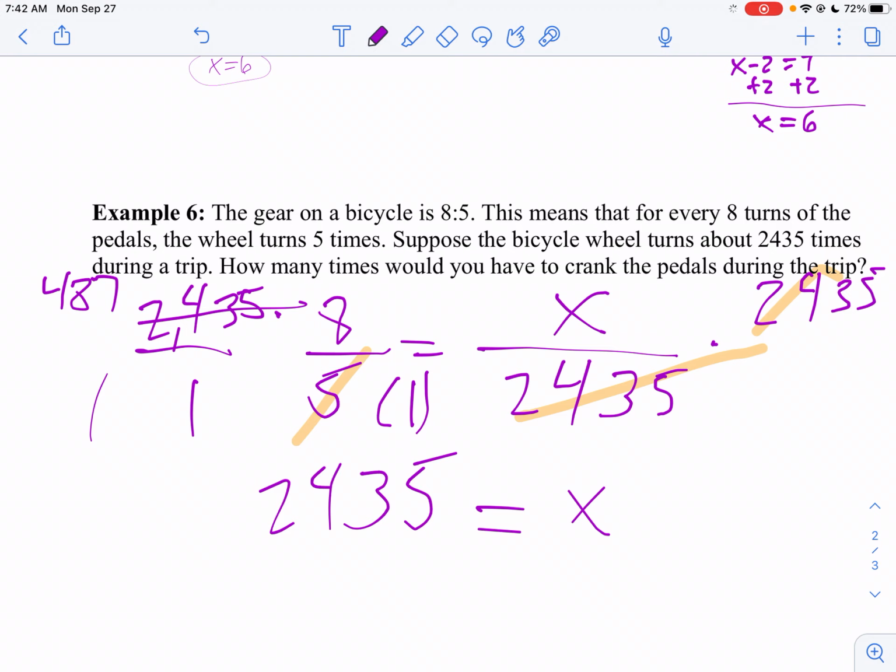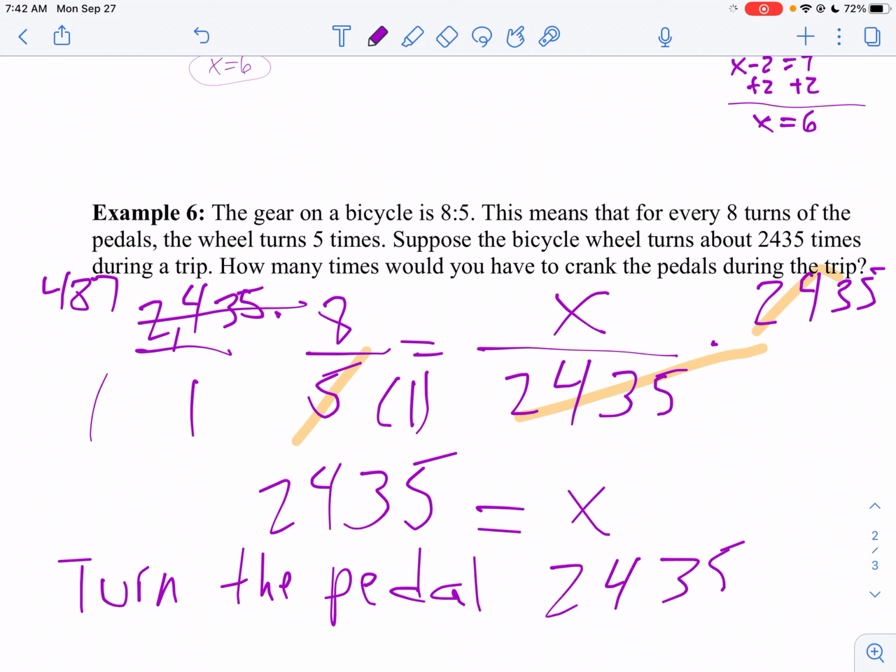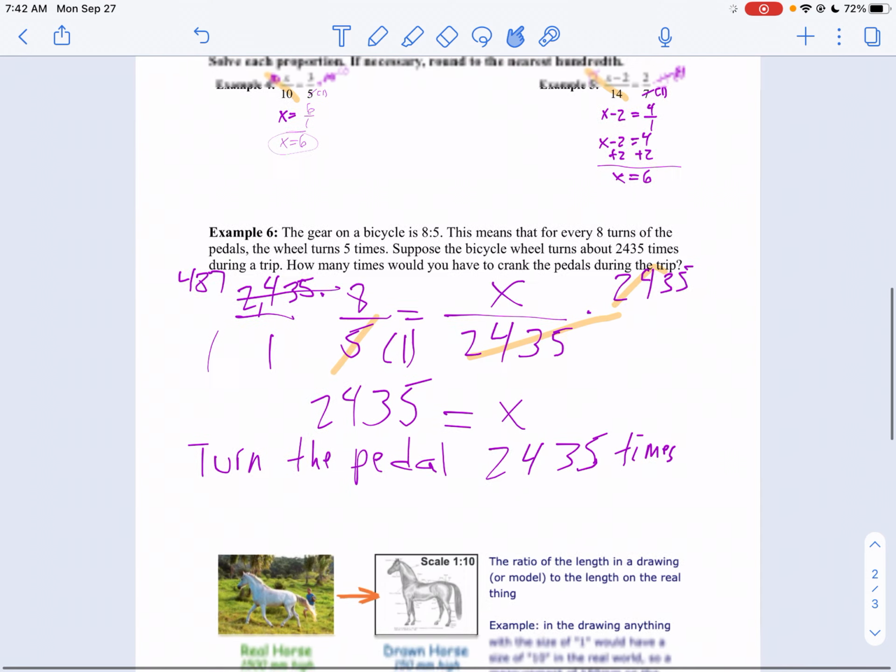Now make sure you answer the question that's being asked. How many times would you have to crank the pedal? Well, I would say you would have to turn the pedal 2,435 times. I really like it when it's a word problem to answer in a complete sentence, although it's not a requirement.